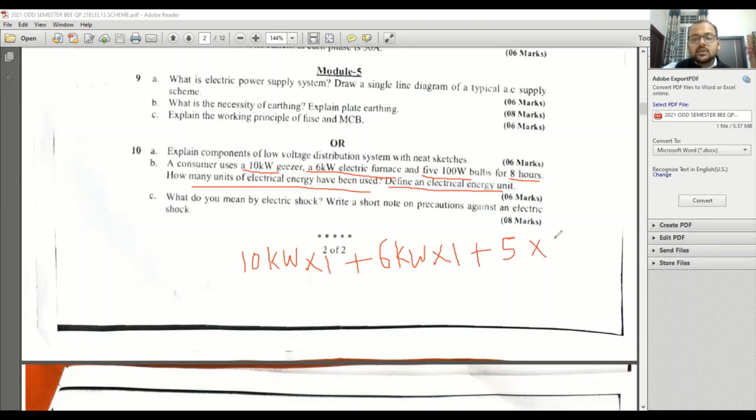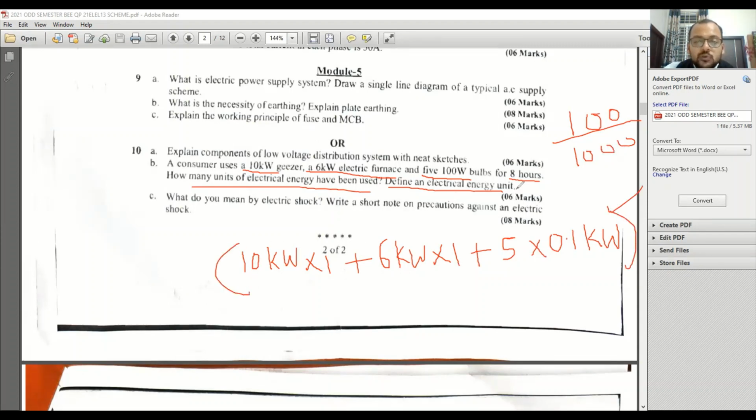What is 100 watts? 100 watts is nothing but 0.1 kilowatts. So likewise, you can mention. 100 means 100 watts, so 100 divided by 1000. That is nothing but how much? 0.1. So like that, you can make out.